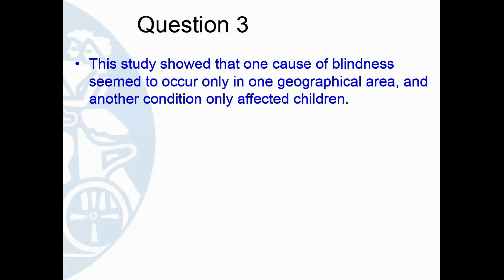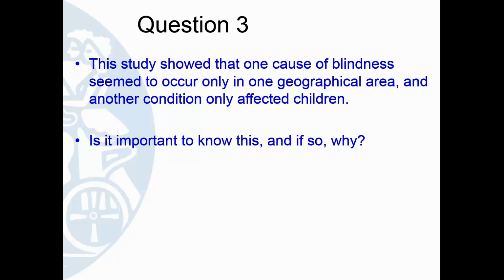So, having done this population-based cross-sectional survey, bringing in members of staff from the university to help, epidemiologists, statisticians, maybe some social scientists, they found that one cause of blindness seemed to occur only in one area in Brunoland, and another condition only seemed to be affecting children. So another question to you is it important to know this? And if so, why is it important?